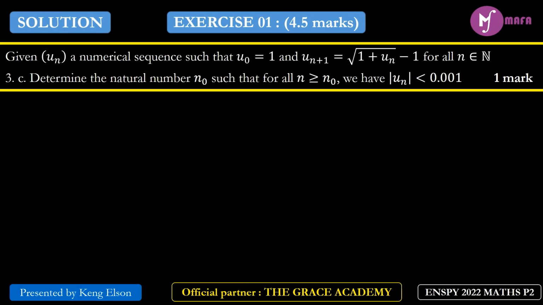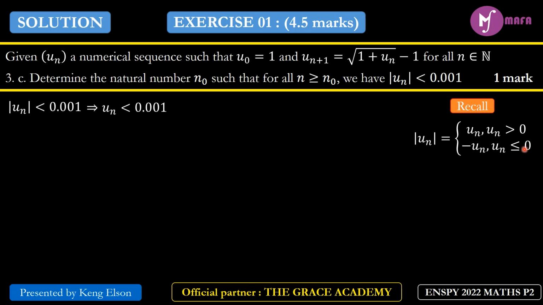Okay, the last question says we should determine the natural number n_0 such that for all n greater or equal to n_0, we have that the absolute value of u_n is less than 0.01. So we first of all need to recall that the absolute value of u_n is equal to u_n if u_n is positive, or negative u_n if u_n is negative. In this case, we have that our u_n is positive. We had it already, so the absolute value of u_n can be replaced by u_n. Now let us follow keenly.